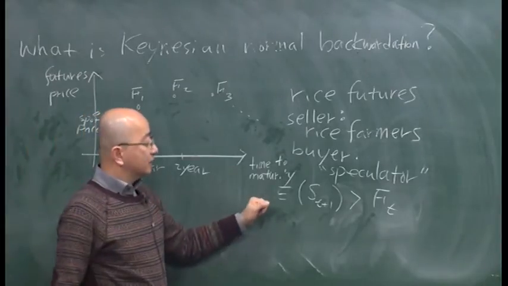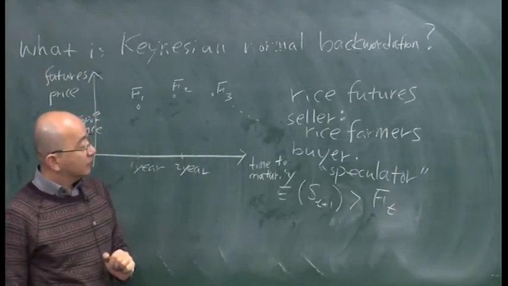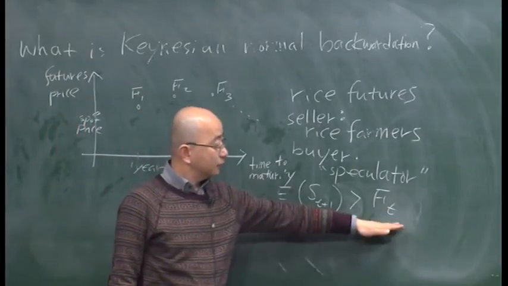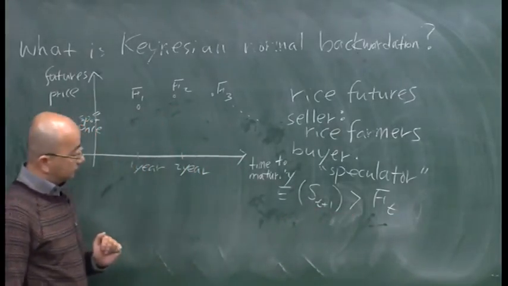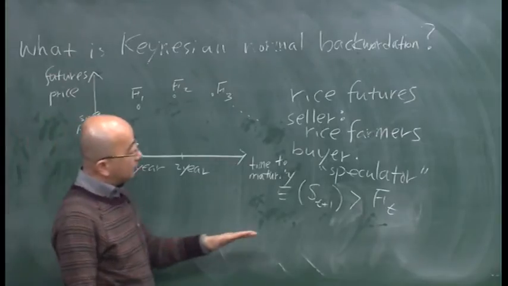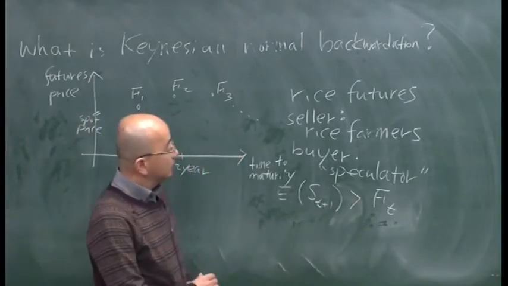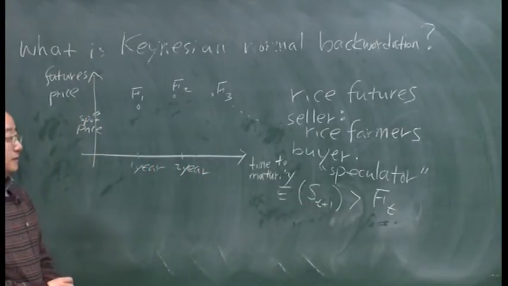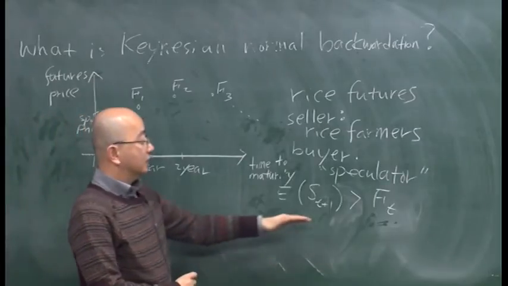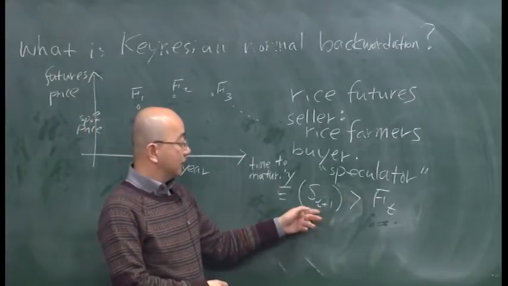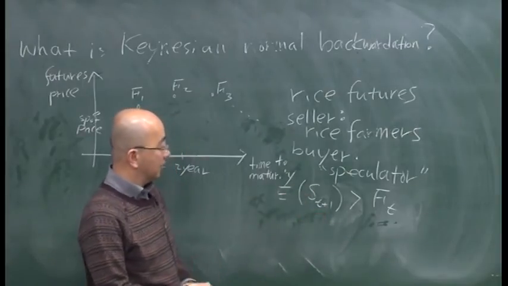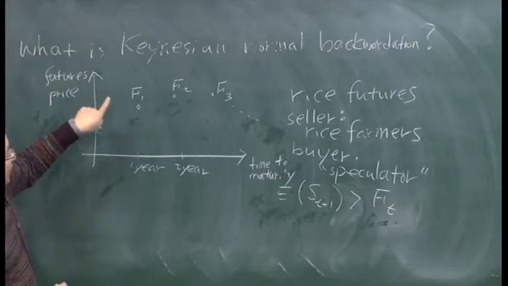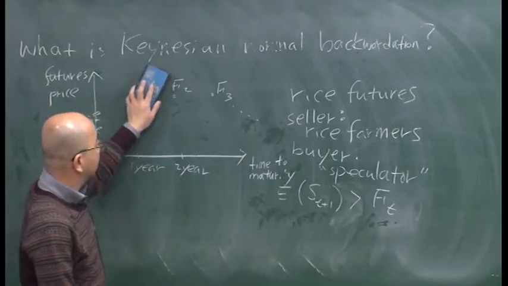And Keynes said that this is the natural situation, and therefore if you look at futures price and compare futures price to the spot price, then futures price should be lower than the expected value of spot price. And if the expected value of the spot price at t plus 1 is more or less the same as the current spot price, then F will be lower than the current spot price.